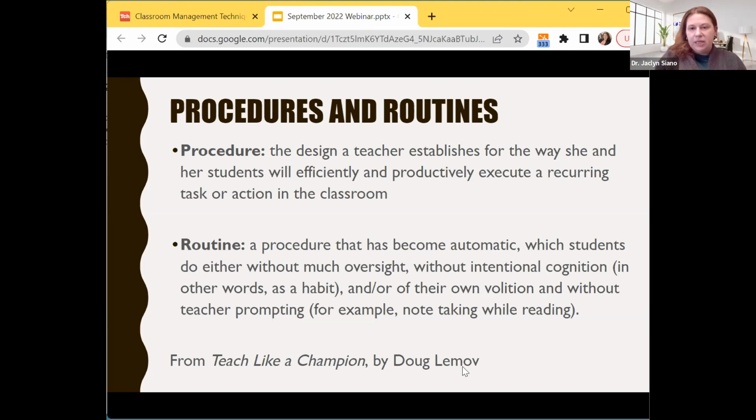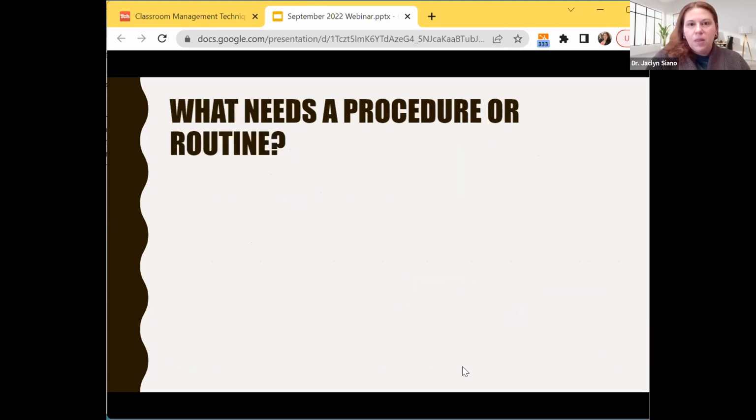And then it becomes a routine when that procedure becomes automatic. So students do not need constant reminders of, okay, now it's time to put your homework over here. Okay, you can go up and get a tissue. They're right here. It becomes rote that these students know, okay, it's time to hand in homework. I know exactly where to go. I go put it in the folder up front. Or I need to ask to go to the bathroom. I'm not going to disrupt Dr. Sayano. I know that there's a sign-in book in the back and there's a pass. So automatically they're doing these things without teacher prompting. So the goal is to make these procedures into routines.